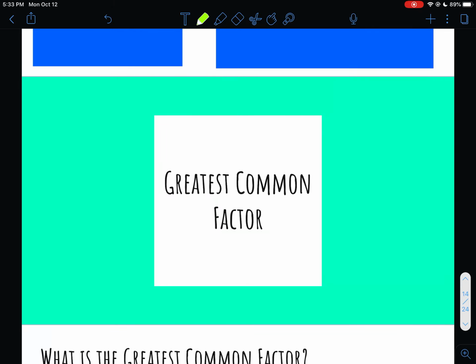Hey guys, today we are going to talk about greatest common factor. So this should be a teeny bit of a review. You should know what greatest common factor is. But I'm actually going to show you how to use the cake and the trees to find it much faster than the way you've learned in the past.